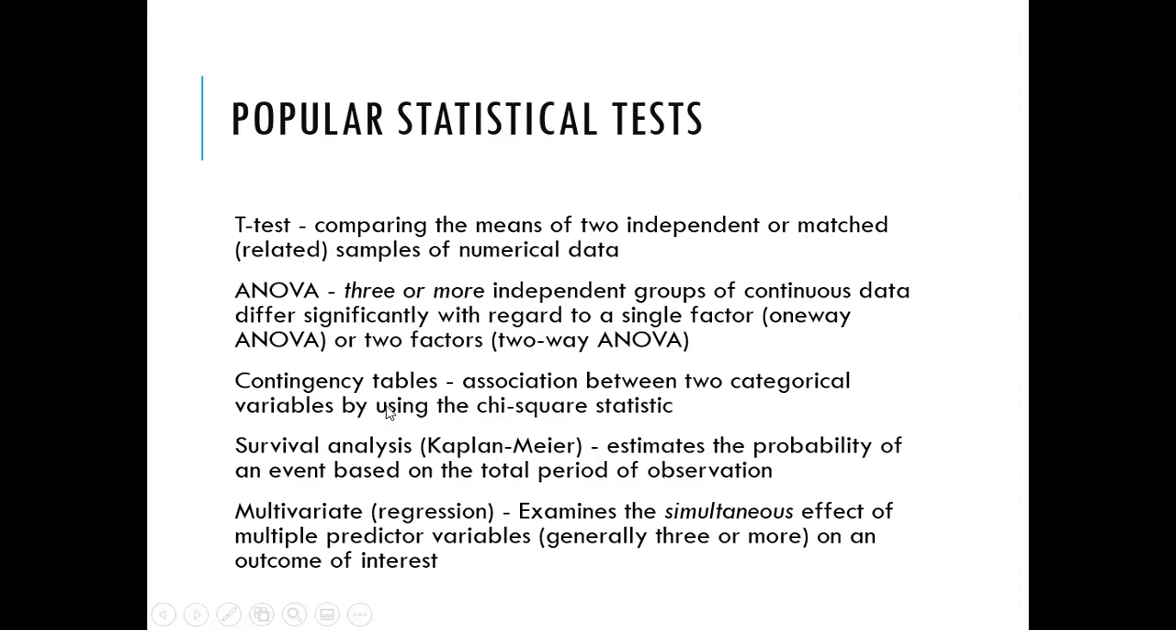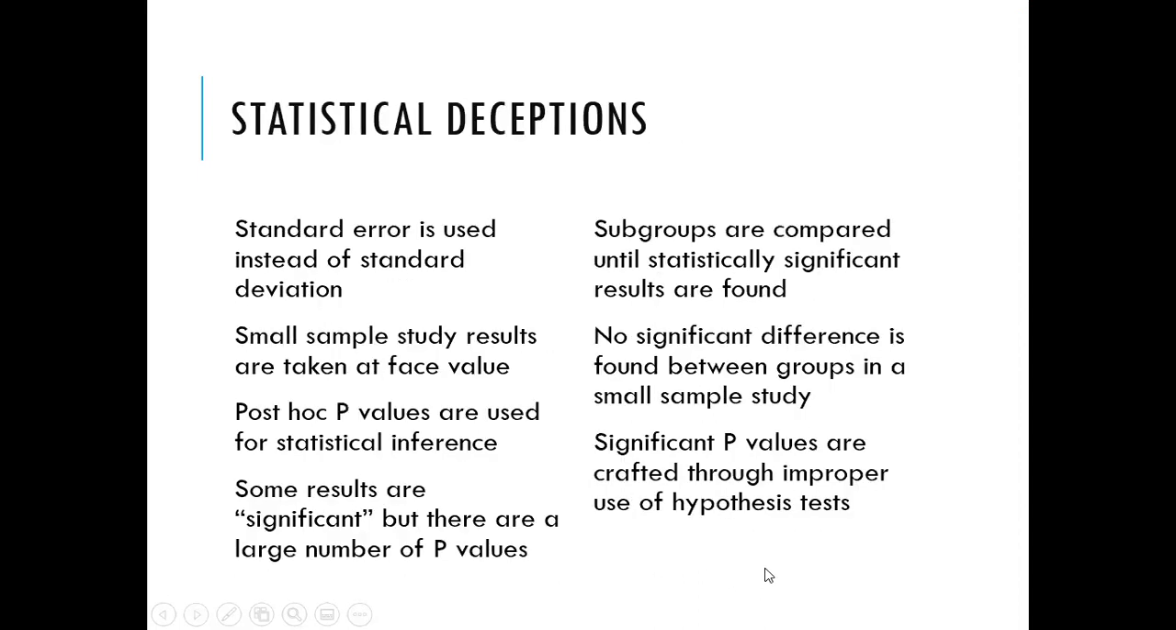Then we could go for a contingency table, where the association between two categorical variables is analyzed by using the chi-square test. We could go for survival analysis, as in the case of oncologic studies or studies on cancer chemotherapy, which is also known as Kaplan-Meier survival analysis. Now, this estimates the probability of an event based on the total period of observation, or it could be multivariate regression analysis, where simultaneous effects of multiple predictors are analyzed on an outcome of interest.